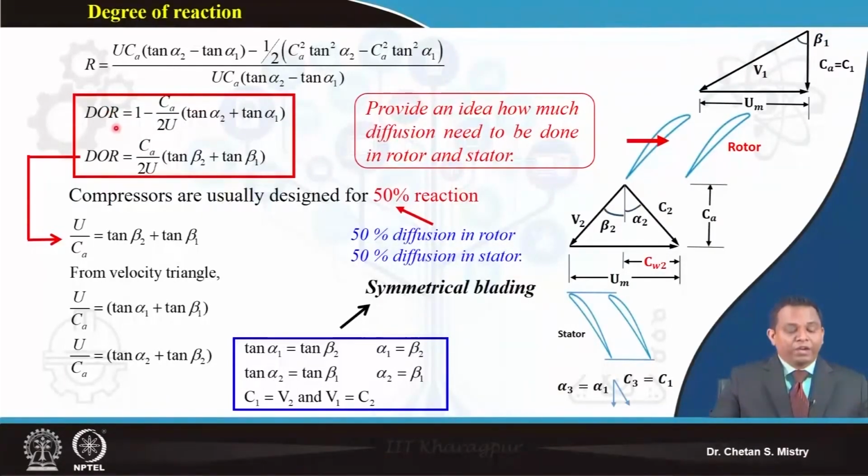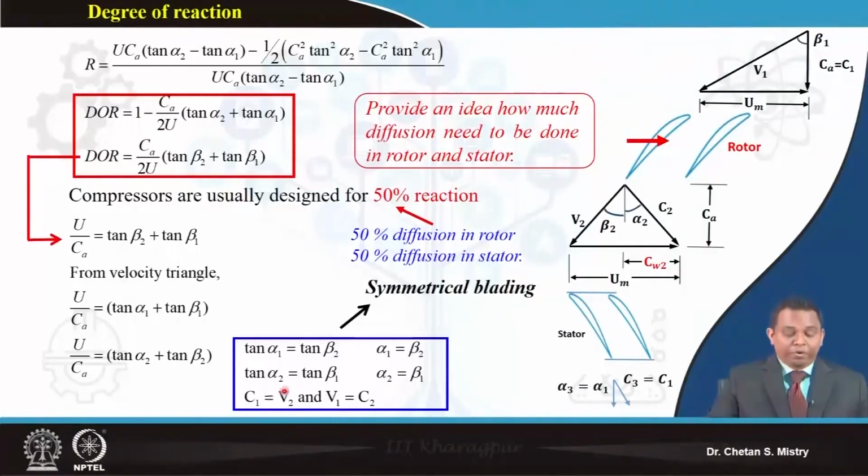And if I try to simplify this equation, I come up with a configuration where tan alpha 1 and tan beta 2 are both the same. It means my alpha 1 and beta 2 are the same. In other words, my alpha 2 and beta 1 are the same. So my alpha 1 and beta 2 are the same, and alpha 2 and beta 1 are the same.